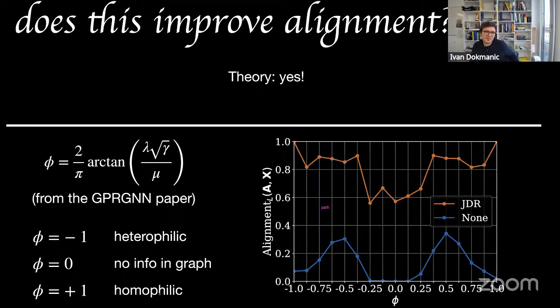On cSBM, you can summarize the lambda and the mu and all the parameters of cSBM in a single number, which I lifted from the GPR-GNN paper. This phi varies between +1 and -1. +1 is a very homophilic situation, -1 is a very heterophilic situation. And you can see that when we run our JDR algorithm, joint denoising and rewiring, alignment improves by a lot. This is a random instance of cSBM, and this is after running JDR. So this algorithm really does improve alignment.